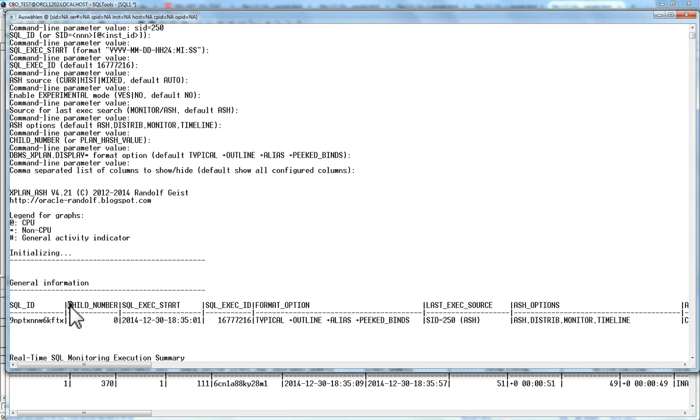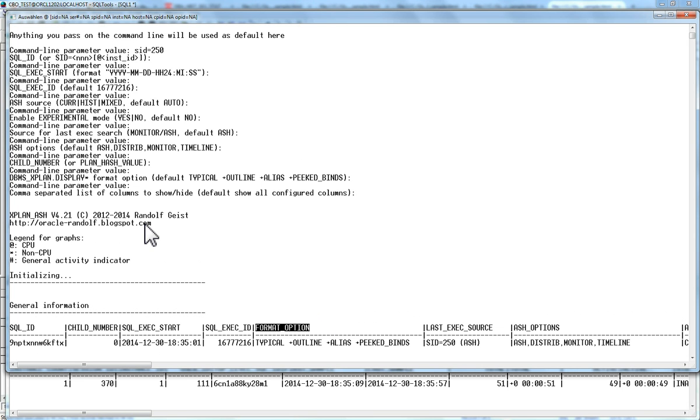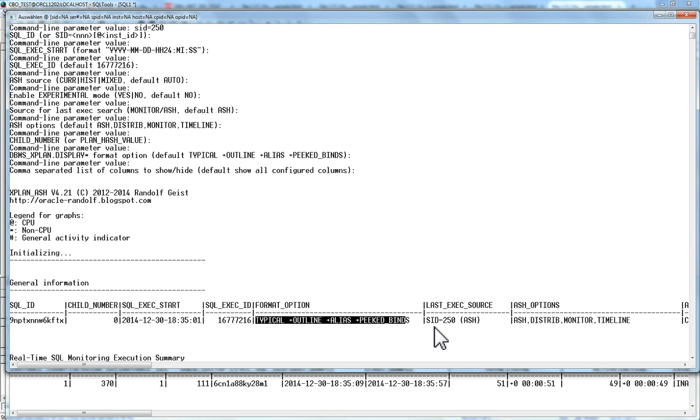You also get information about the child number, if the plan should be taken from the library cache, or the plan hash value if the plan should be taken from some other repository. Then you get echoed the formatting options for DBMS X-Plan, which will be used in the execution plan output. This is the default, which you can of course configure in the script.